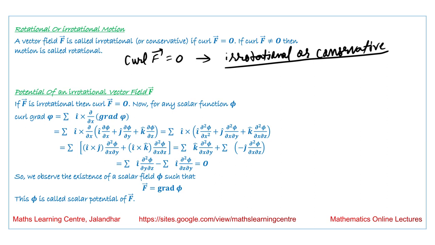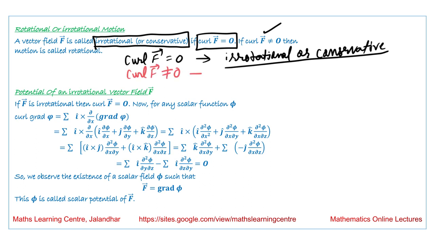When curl of F is equal to 0, we can say it is irrotational, or we call it a conservative field. And if curl of F vector is not equal to 0, in that case it is called rotational. Next we have the potential of an irrotational vector field.